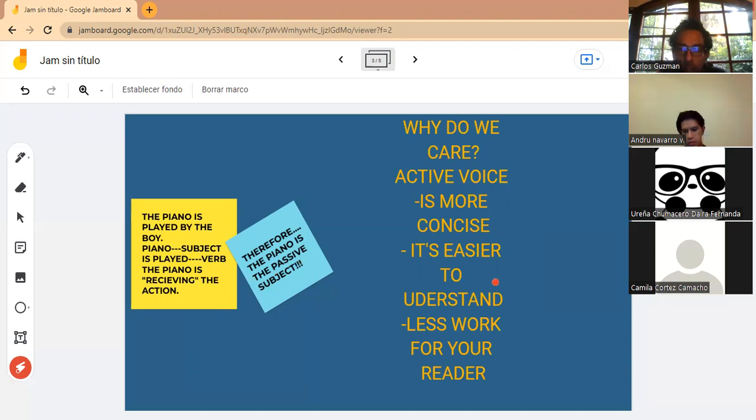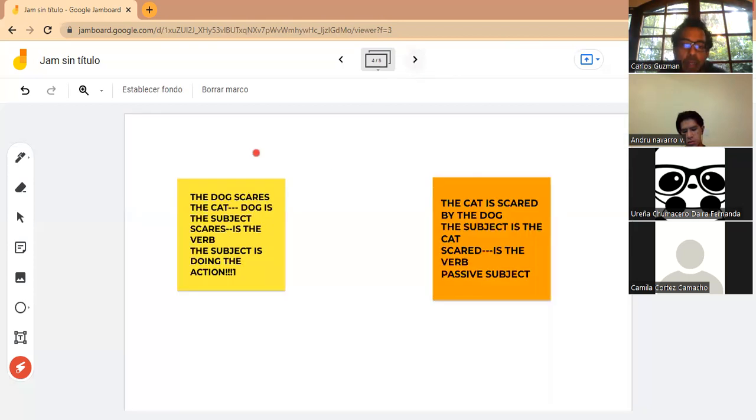So why do we care if it's active or passive? Just for your knowledge, solo para que sepa, right? So active voice is more concise. It's easier to understand, less work for your reader. Like if you write something and I'm reading it, it's less work for me if you use the active voice, right? But we use them both all the time. So now you guys know how to use the active and passive. Well, you guys probably used it before anyway, right? Now you just know the structure of it a little bit.